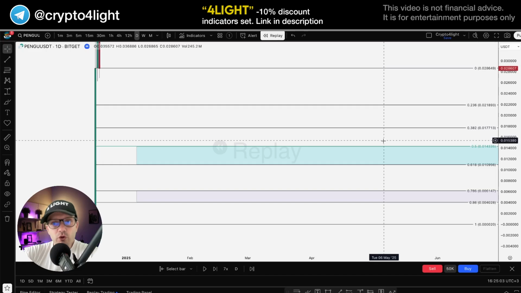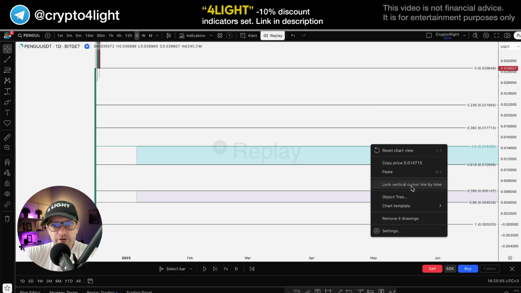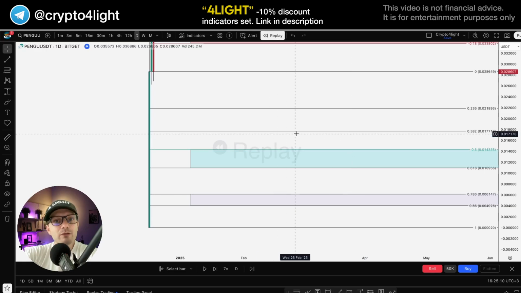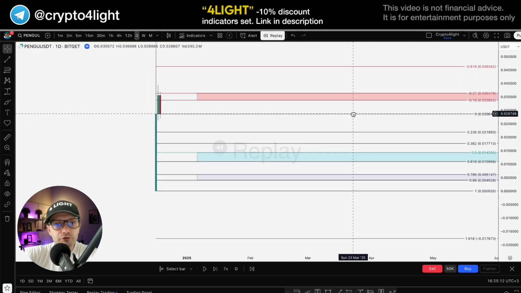So let's say we wait. You can add an alert, for example. Of course, this is a replay bar, so I can't add an alert, but you add an alert here and wait. Just wait. If the token does not drop to your zone of interest, you skip the token.